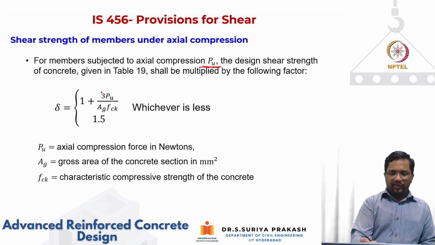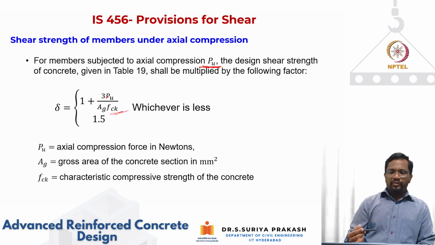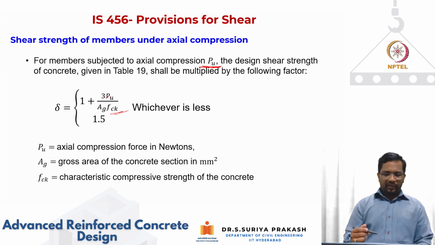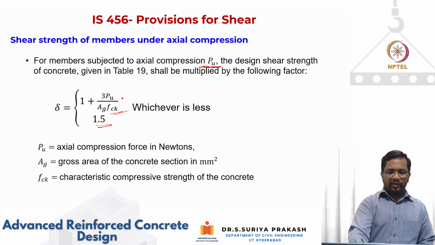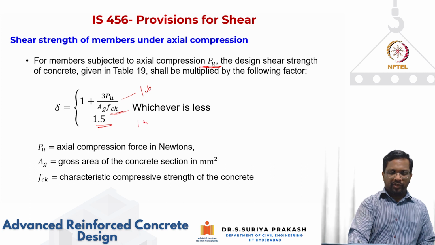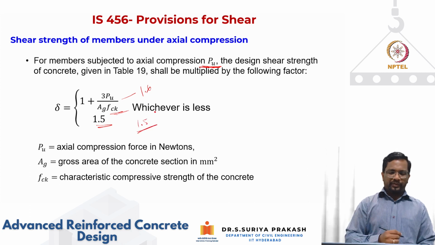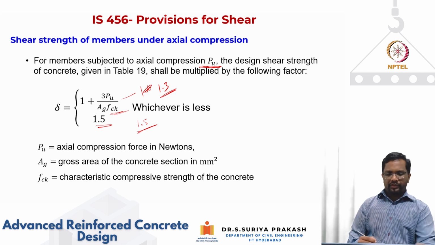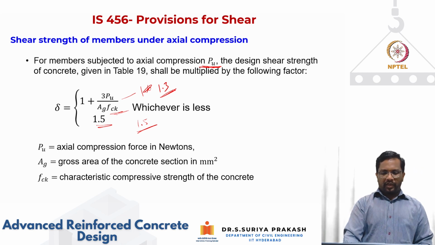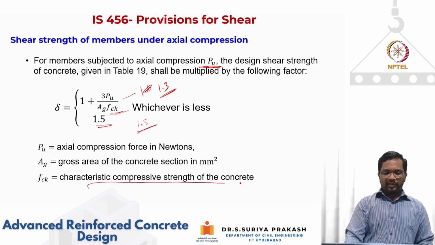The code is saying that whenever you have axial compression, I have to include that beneficial effect in the form of a simple equation, where you can increase that tau c by a factor called delta, which is 1 plus 3 Pu by Ag fck, or 1.5, whichever is less. So let's say I get 1.6 here and here it's 1.5, then the delta has to be limited to 1.5. Or if this is 1.3 and this is 1.5, then I have to use only 1.3.